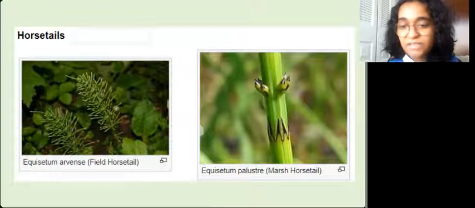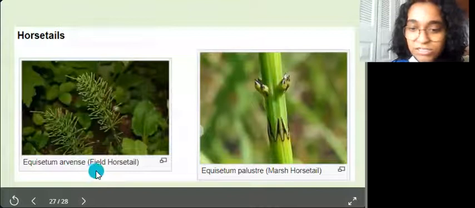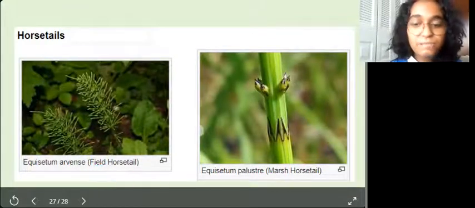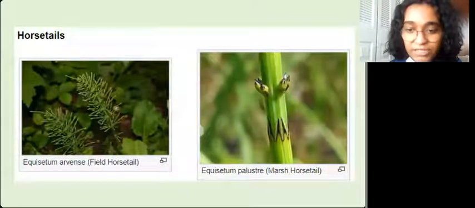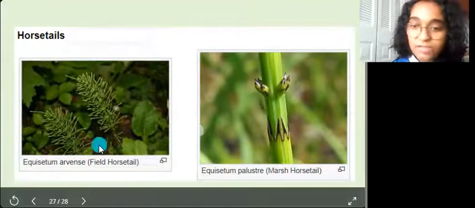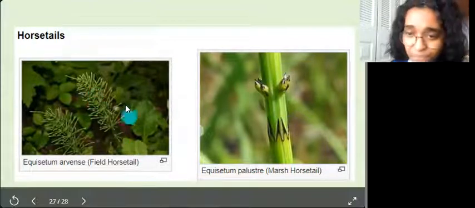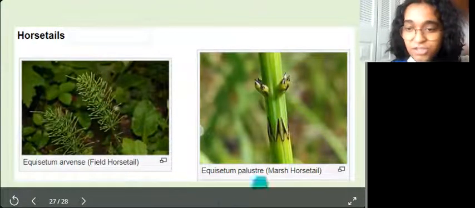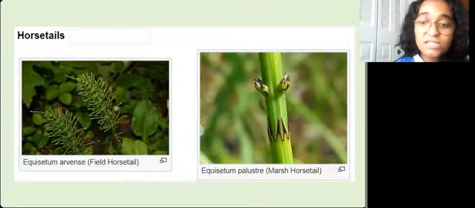Equisetum arvense, the field horsetail, is a rather bushy perennial with a rhizomatous stem formation native to the northern hemisphere. So it grows in the northern hemisphere, and it has a perennial bushy root. These horsetails may have sterile or fertile stems.